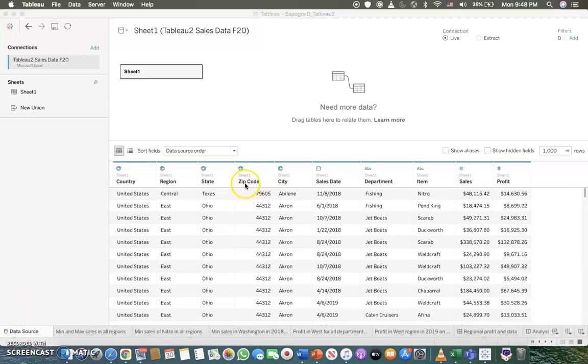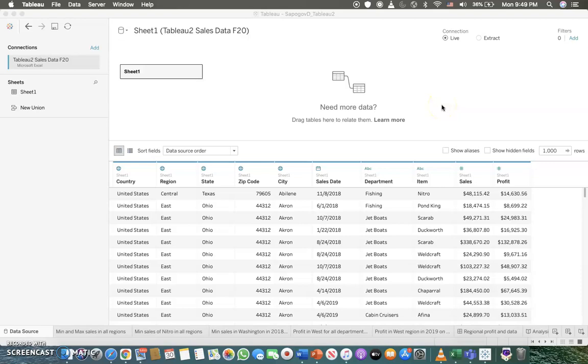This is the given data set. Here we can see that we have 10 different columns: country, region, state, zip code, city, sales date, department, item, sales, and profit. All sales were made in the United States, and we have 4 different regions: Central, East, West, and South. A lot of different states were involved in the sales. Sales dates include 2018 and 2019. We also have 3 different departments: fishing, jet boats, and cabin cruisers.